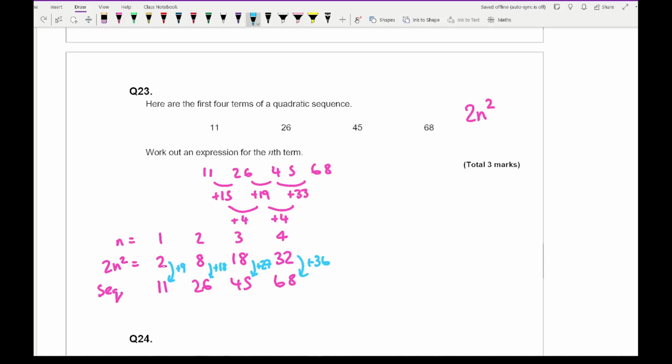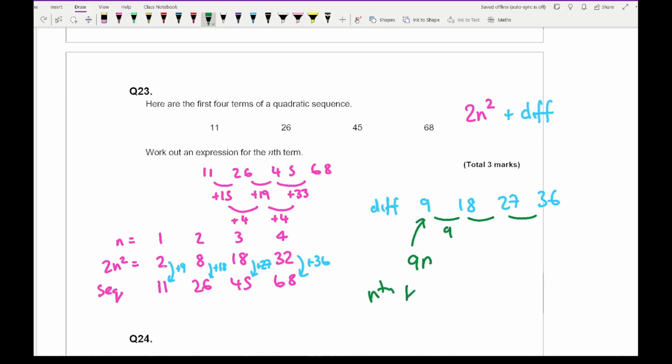Now from there, the nth term is 2n squared plus the difference, and the difference here is 9, 18, 27 and 36. Now this becomes a linear sequence in which the difference is 9, so then I've got 9n. What do I need to go from 9 to 9? Add nothing. So the nth term is therefore going to be 2n squared plus 9n, and there is my final answer for that one.